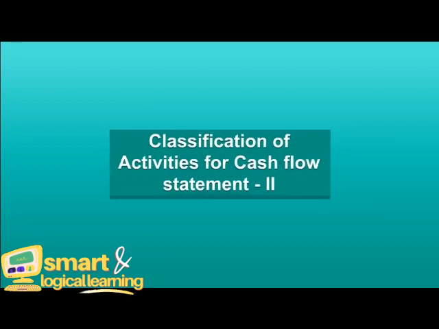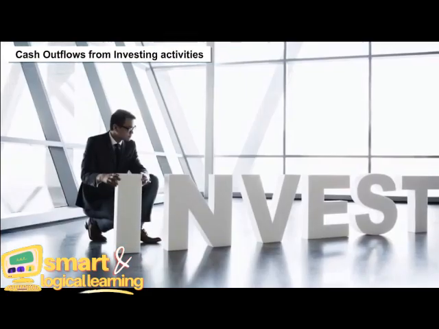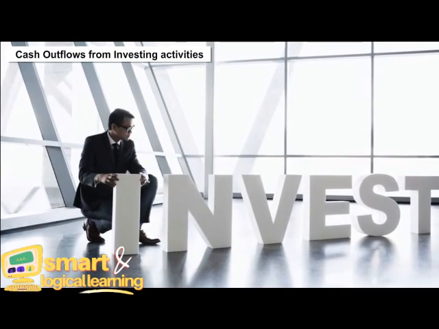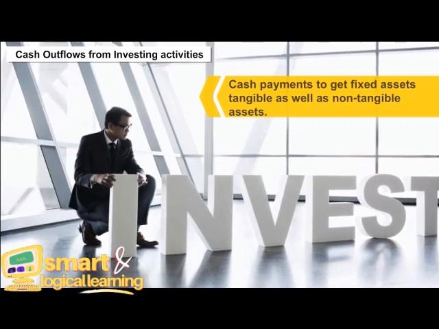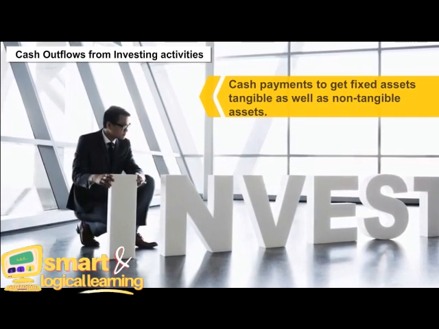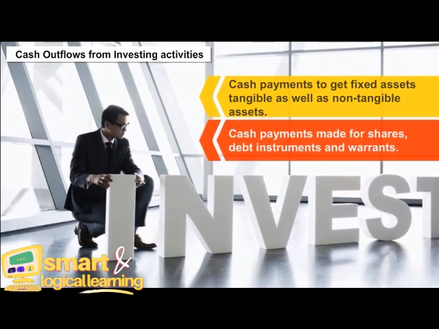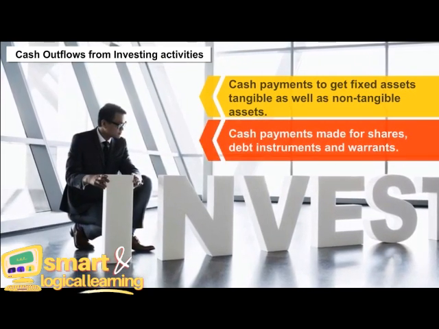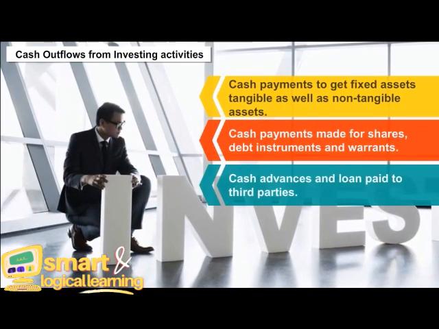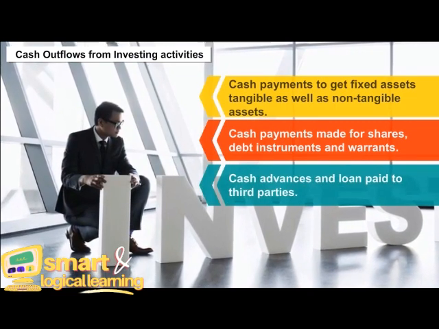Classification of activities for cash flow statement. Cash outflows from investing activities: cash payments to get fixed assets, tangible as well as intangible assets; cash payments made for shares, debt instruments and warrants; cash advances and loans paid to third parties.